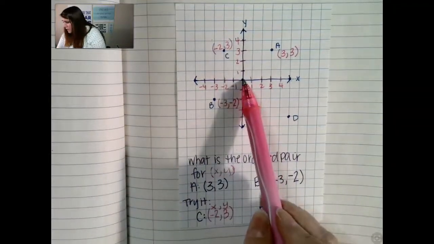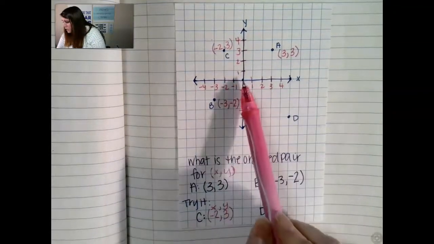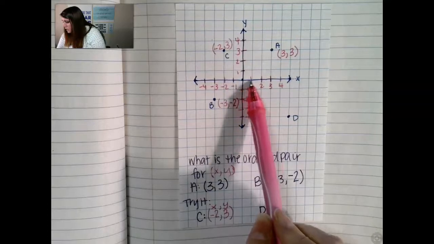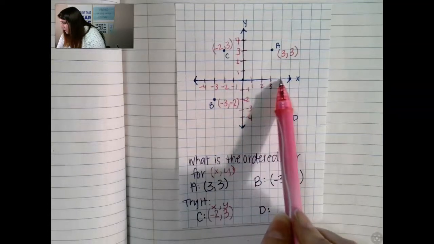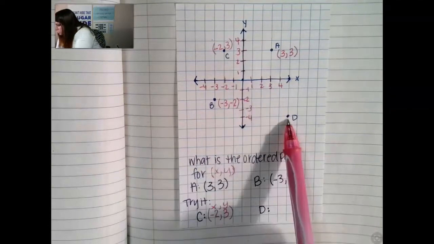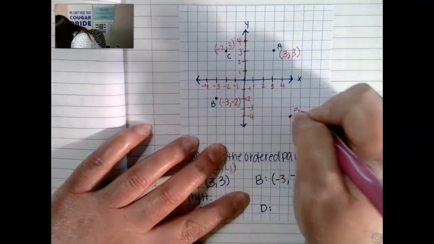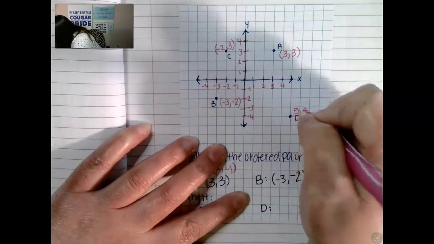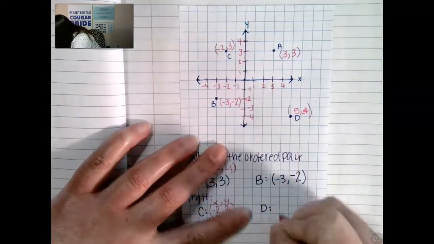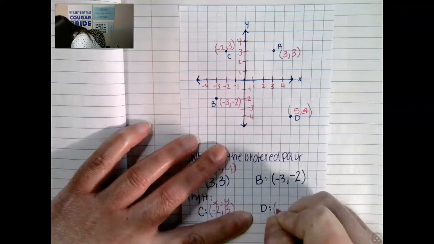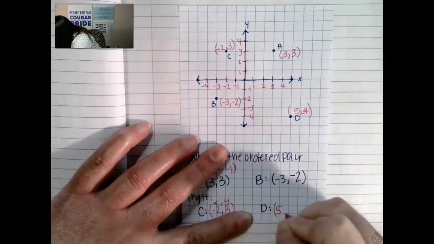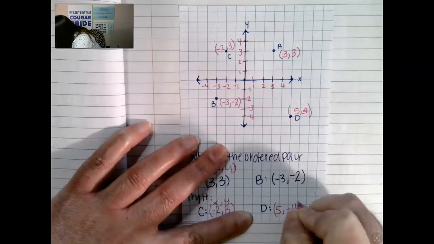Letter D, we're going to go on the X line first, start at the origin, and we have to go all the way over here to 5, and then down to -4. So this one is at +5, -4. So the ordered pair is +5, -4.